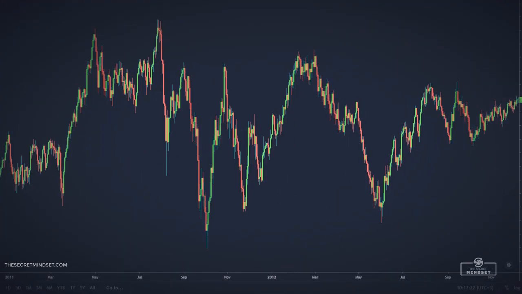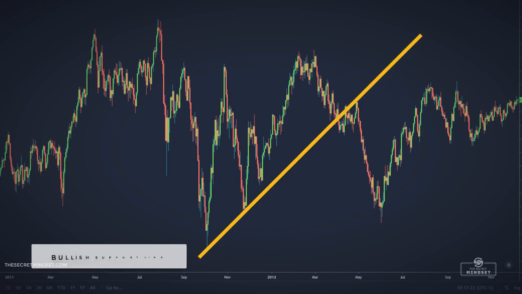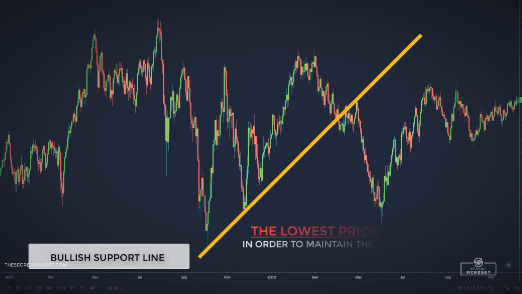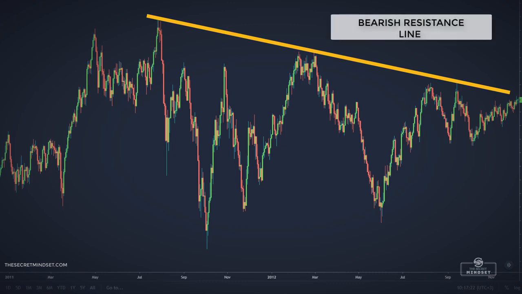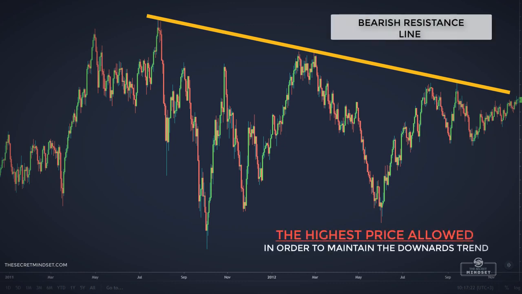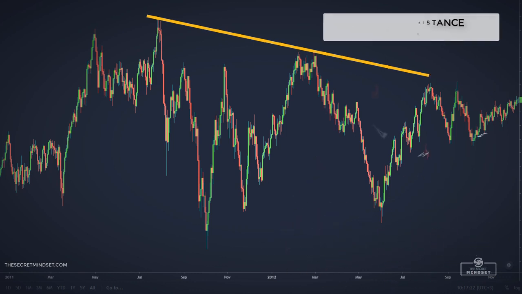The trend lines are basically support and resistance lines. An upwards trend line drawn across the lows is a bullish support line because it defines the lowest price allowed in order to maintain the upwards trend. The downward trend line drawn across the highs is a bearish resistance line. Proper use of these basic lines is essential for identifying the overall direction of the market and understanding the patterns formed as the price moves from one level to another.